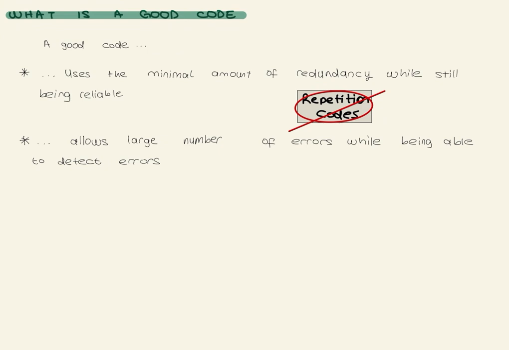And a good code allows a large number of errors while being able to detect the errors. The ISBN code cannot be considered good in terms of this, as it cannot even correct one error if the position is unknown. But don't worry, we will be making videos on better codes in the future, so stay tuned.